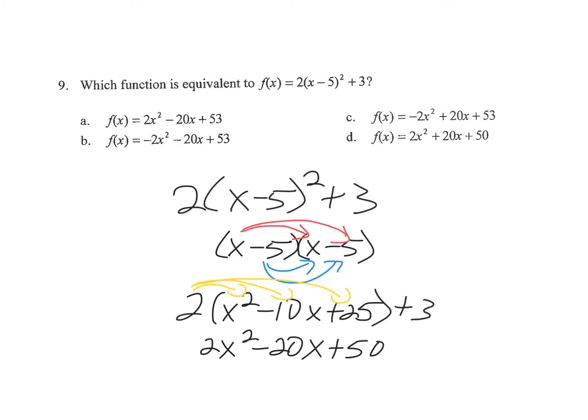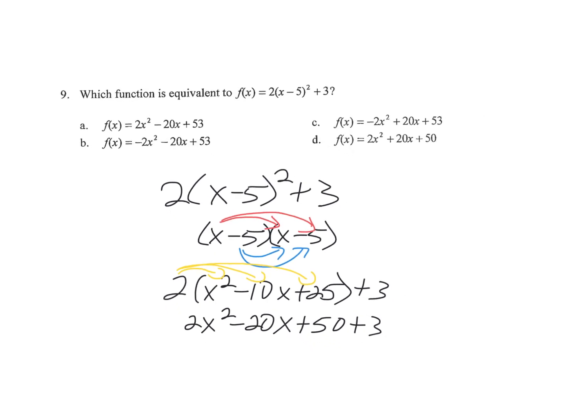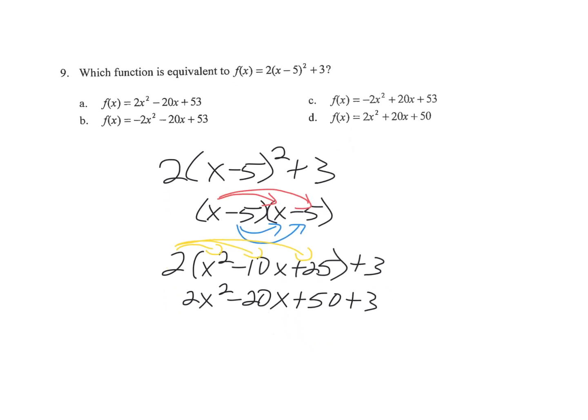Then we have to remember that we still have to add this 3. So now I'm just going to write plus 3. To complete this, these terms are separate. They're not like terms, so they can't be combined. But the 50 and the 3, we just add together, and we get 53. So our final is going to be 2x squared minus 20x plus 53. And of course, you will see that answer: 2x squared minus 20x plus 53 is answer A.